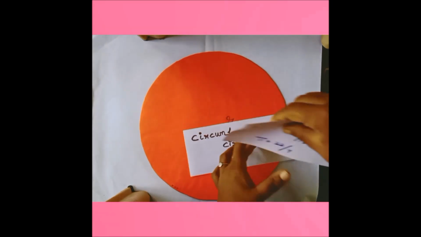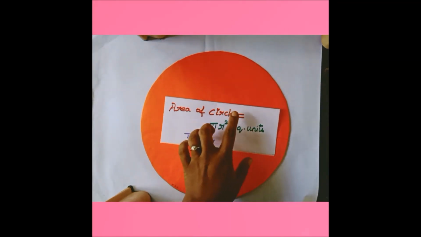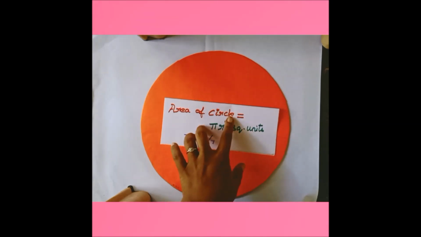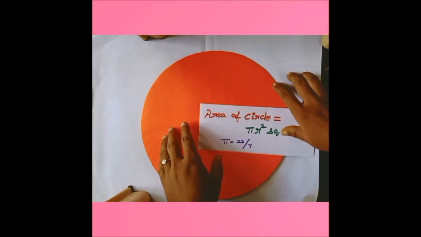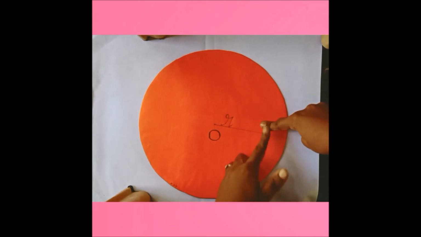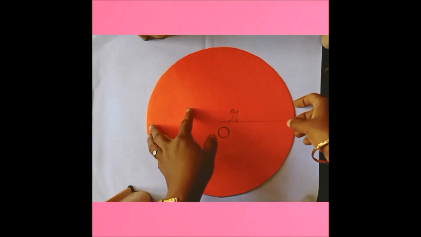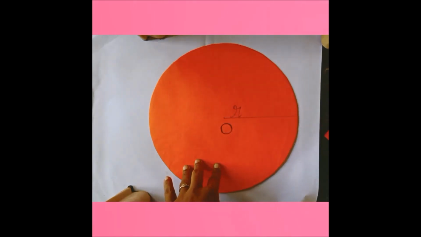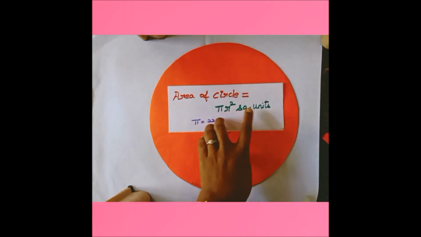Next we are going to see the area of the circle. What is the formula for the area of a circle? Pi r square, square units. What is meant by the area of a circle? The space occupied by this circle. If you draw an outline of this circle, you get one circle. The space occupied by this circle is said to be the area of the circle. What is its formula? Pi r square, square units.